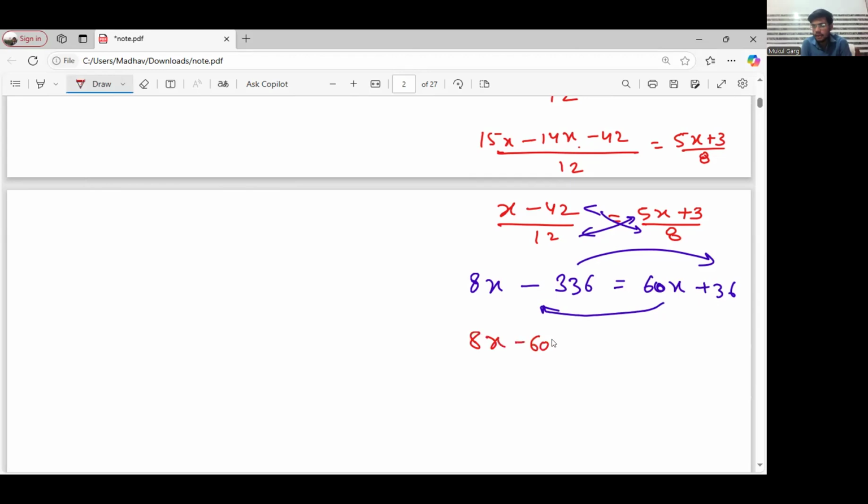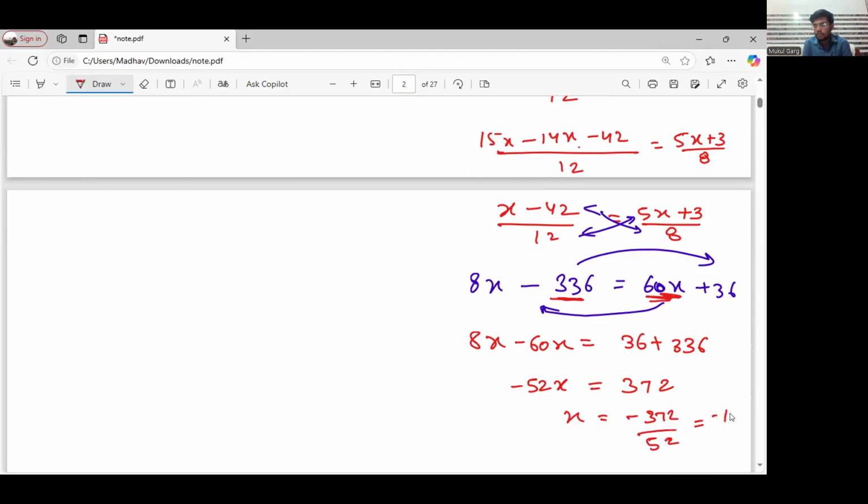8x minus 60x. See, if I'm taking this minus 336 on the right hand side, it will become positive. The sign will change. Here you can see 60x was positive, but when I took it on the left hand side, the sign became negative. So minus 52x is equal to 372. So x is going to be minus 372 upon 52. You can simplify this and you can get the answer.